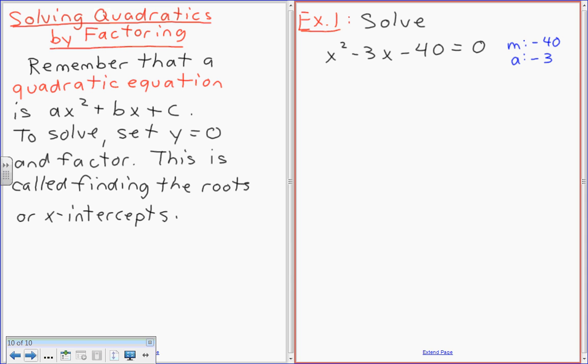Okay, somebody help me here. Come on. I'll do them all. 1 times 40. Negative 5 and 8 is, negative 8 and 5 is what it's going to be.